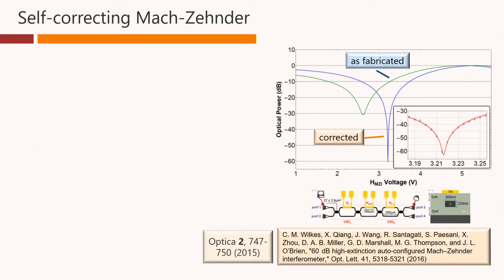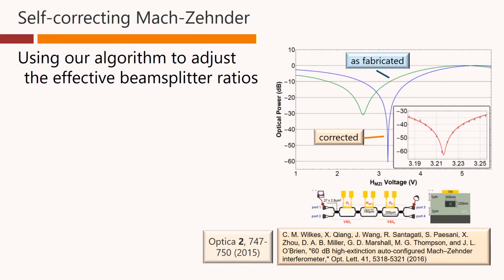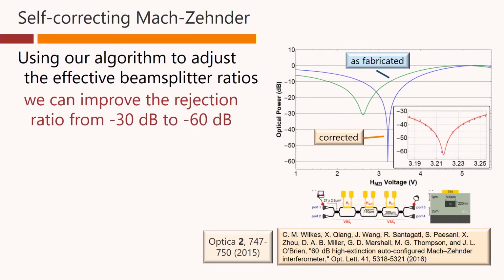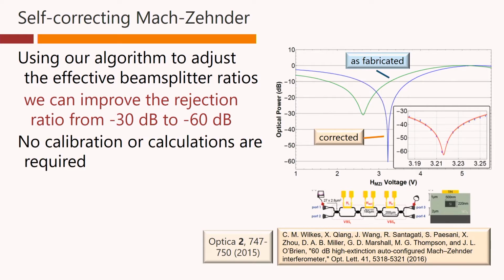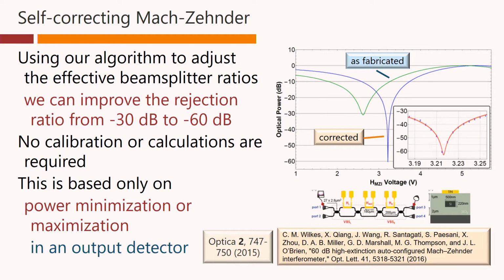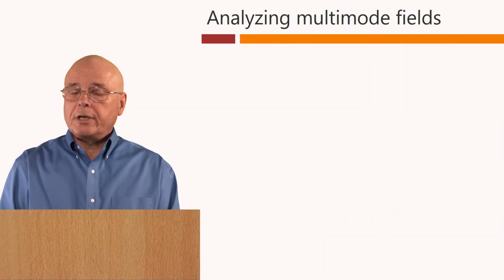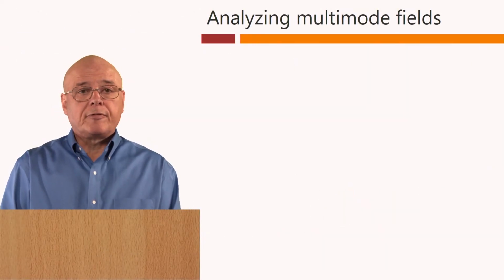With colleagues at the University of Bristol, using our algorithm to adjust the effective beam splitter ratios, we can indeed improve the rejection ratio from minus 30 decibels to minus 60 decibels in this Mach-Zehnder system here. So we have one Mach-Zehnder functioning as a beam splitter, another Mach-Zehnder functioning as a beam splitter, and we can correct for the fact that the fabricated split ratios in these various couplers here are not actually 50-50. No calibration or calculations are required for this, and this is based only on power minimization or maximization in an output detector. Now let's look at another application, which is analyzing multimode fields.